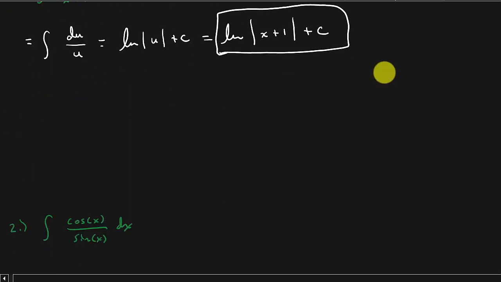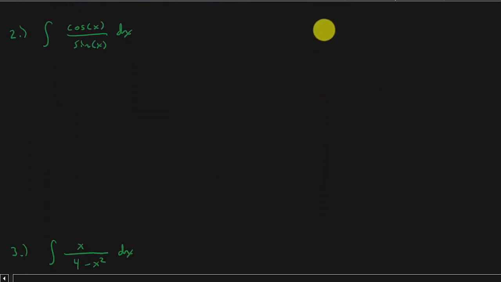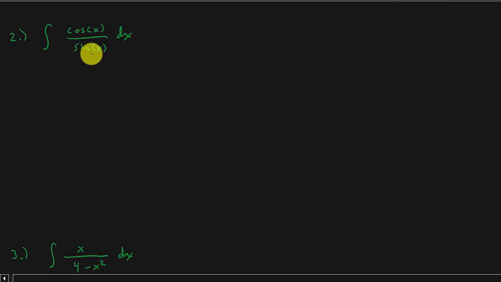All right. Let's go to the next one. All right. How about this one? And yes, you probably can see it. The derivative of sine is cosine. You see that? But let's write it out. We're going to let u equal sine x. Du is cosine x dx. So there we have it.